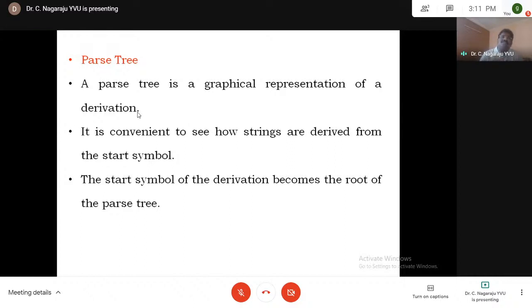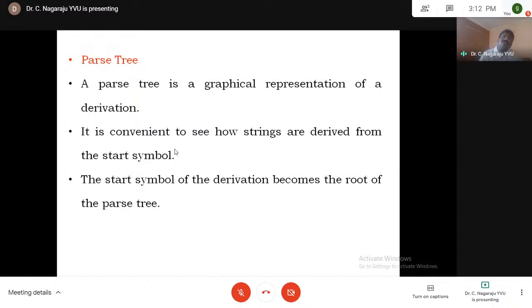This is also like that. It is convenient to see how strings are derived from the starting symbol. Suppose you are given a stream of input tokens, and you want to say whether they are syntactically correct or not. First, it constructs the parse tree, and that parse tree is constructed by using a number of derivations.